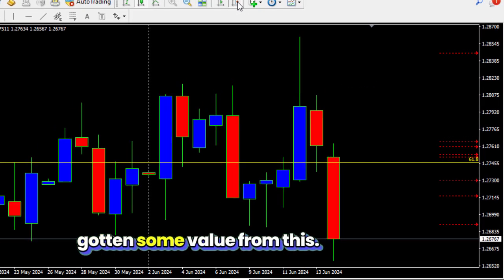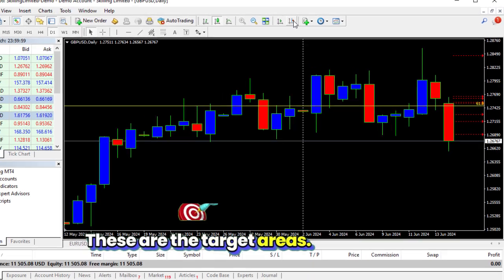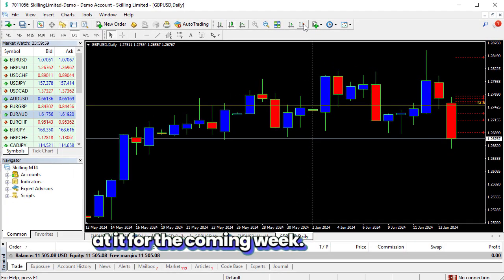I hope you have gotten some value from this. These are the target areas. This is the way we are looking at it for the coming week.